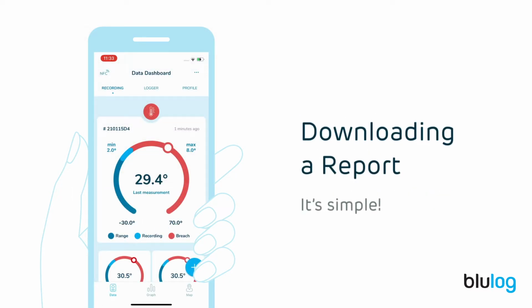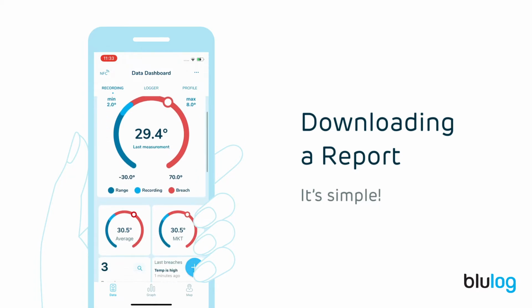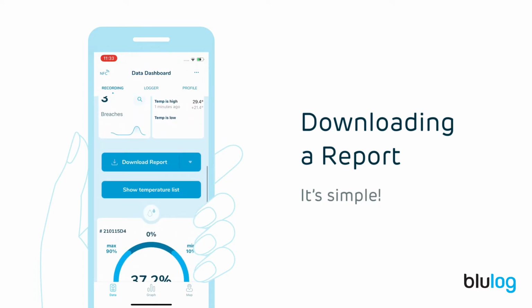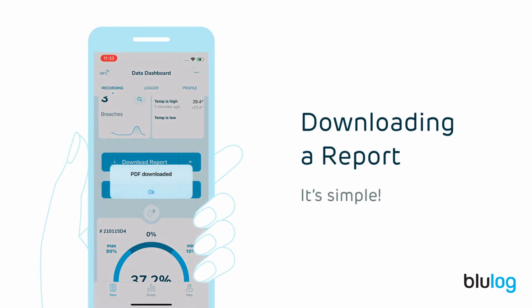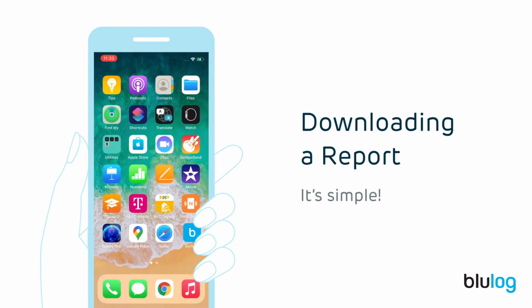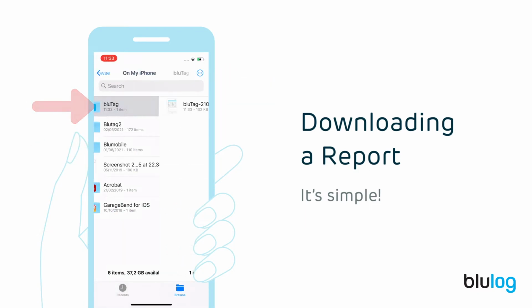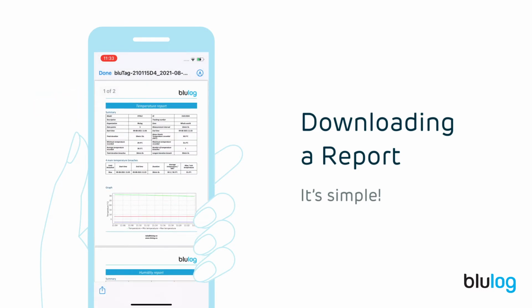Now let's talk about downloading and sharing a report. First, make sure you are inside a data dashboard page and you have selected a recording tab. Now scroll down and you should be able to see a download report button. Tap it and you should be able to see the loading window. After it is finished, you should be able to see a confirmation window. Tap the OK button. In order to find the downloaded report, go to Files, on my iPhone, and BlueTag. Let's open it.